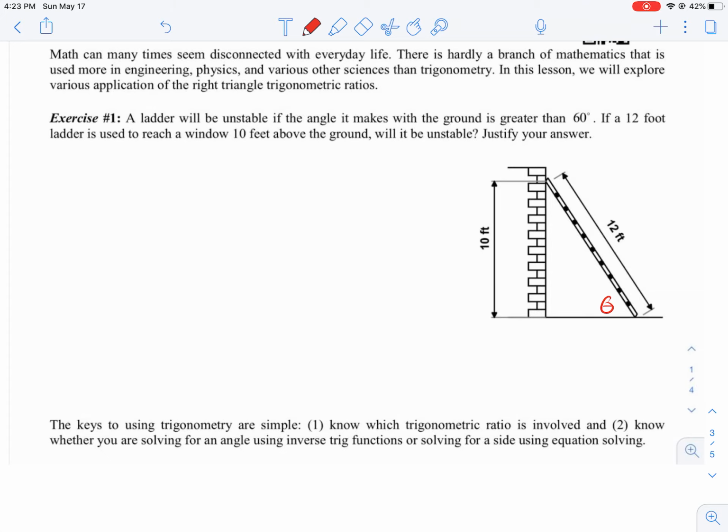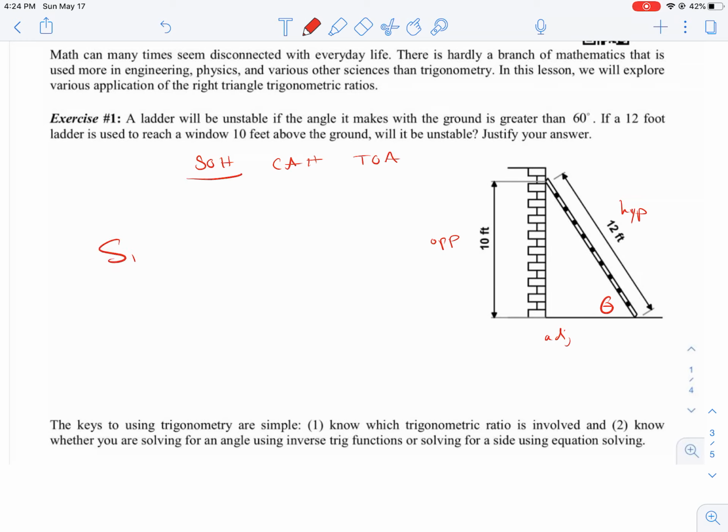All right, and so I'm going to label my sides. So this is my opposite side, my adjacent side. Here's our hypotenuse. Okay, and so which trigonometric ratio involves our opposite and our hypotenuse?